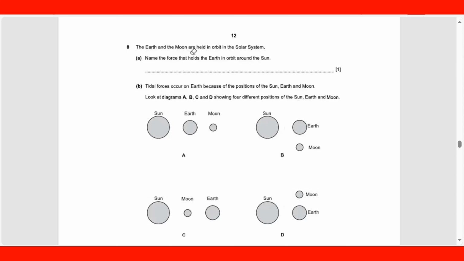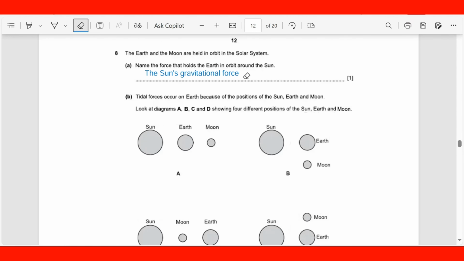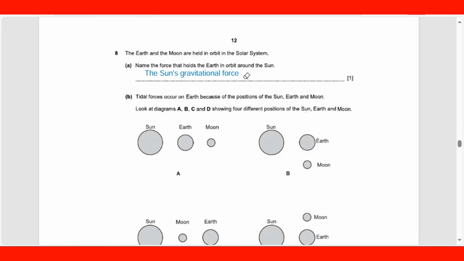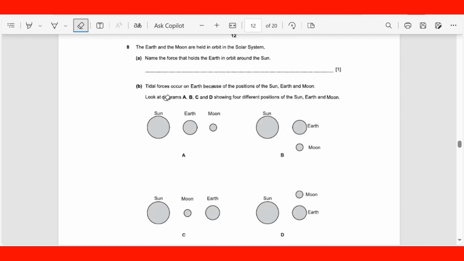Okay, move on to number 8. The Earth and the Moon are held in orbit in the solar system. Name the force that holds the Earth in orbit around the Sun. Okay, let's check out the answer, guys. So it's the Sun's gravitational force. Alright, you get it correct? Let's move on.